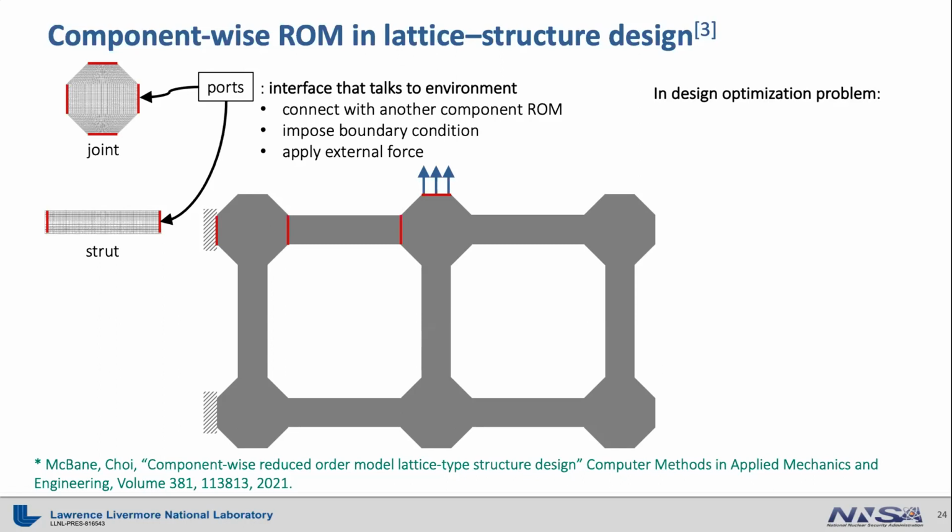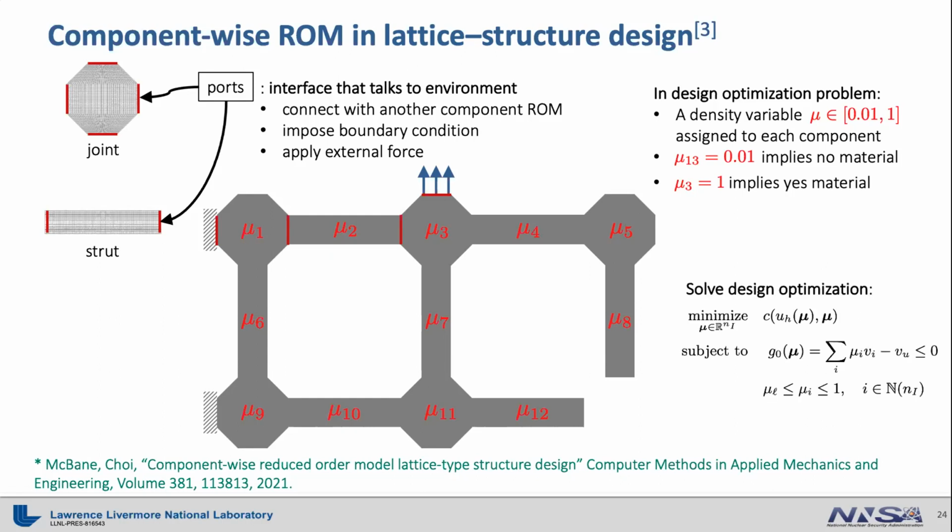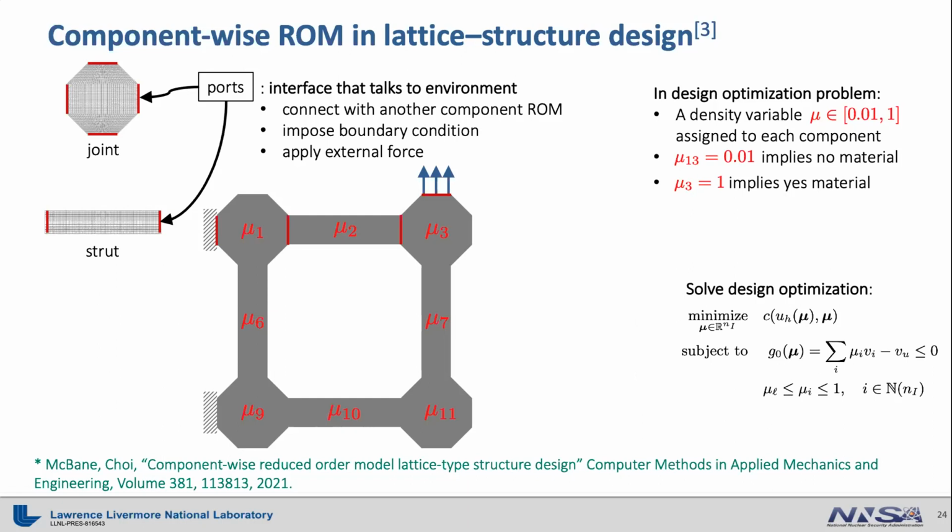Then in design optimization, we assign a density variable to each component, which varies from 0 to 1. Usually we avoid 0 to ensure well-posedness, so we set our lower bound to be 0.01. A small density variable implies putting no material, right? And a density of 1 means you put the material there. We automate this procedure by solving a design optimization, for example, to find an optimal lattice structure minimizing the compliance of the system.